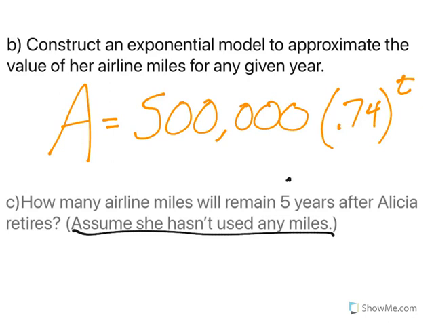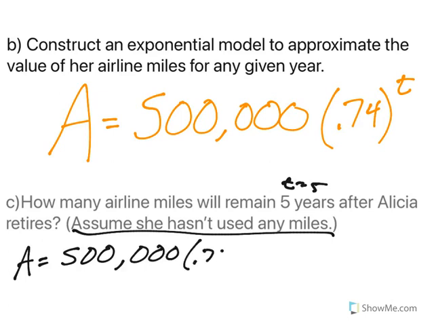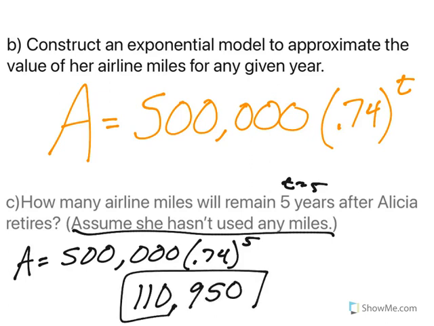Well, we plug in 5 for T. So the ending amount equals 500,000 times 0.74 raised to the 5th power. And if we round to the nearest whole mile, we have 110,950. So hopefully Alicia remembers about her airline miles and she cashes those in for some free flights before she loses all of them.